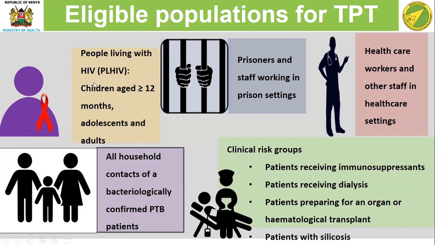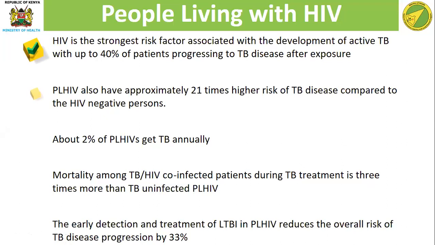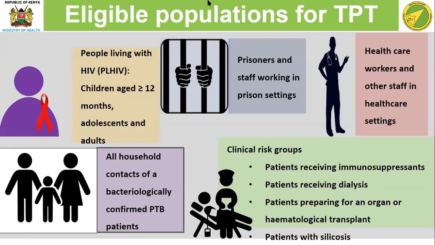People living with HIV, this is a group that we've been handling. For household contacts, we've been handling the children below 5 years, but now we're expanding that to all household contacts. And then, as I mentioned, you have the clinical at-risk group, like the patients that are receiving immunosuppressants, patients that are preparing for dialysis, organ transplant, patients with silicosis. I don't know how many of us have managed patients with silicosis. So all these are at risk of tuberculosis and need to benefit from TB preventive therapy. So we'll go through this population one by one, starting with the people living with HIV, and then proceed like that.